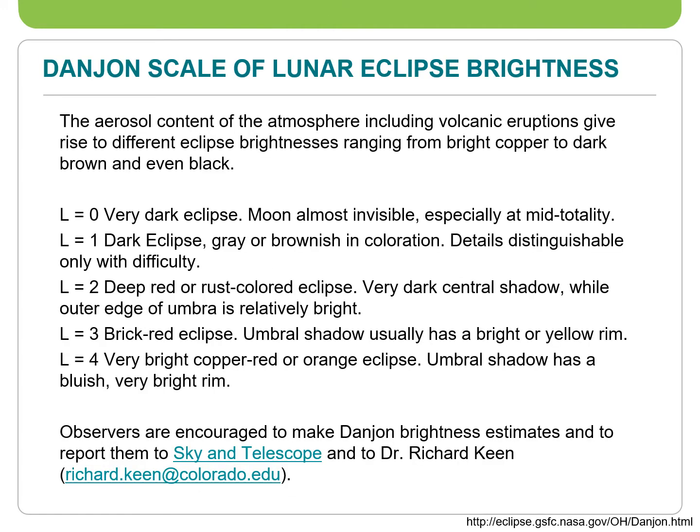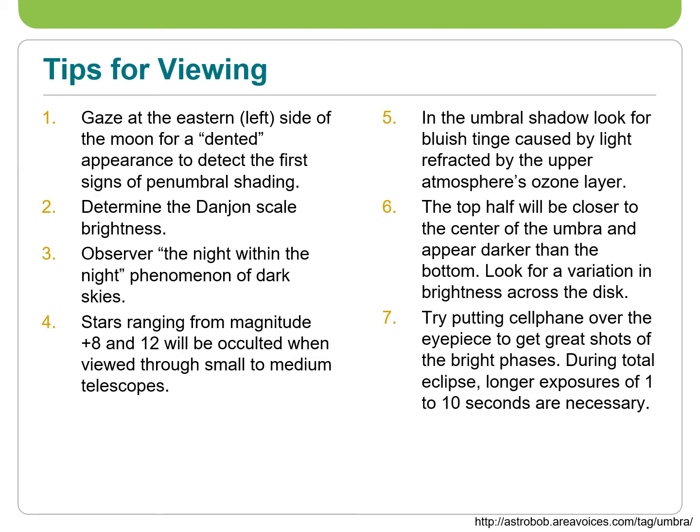The aerosol content of the atmosphere, including volcanic eruptions, gives rise to different eclipse brightnesses, ranging from a bright copper to a dark brown or even black. Danjon created a scale of lunar eclipse brightnesses for observers to make comparisons. Amateur astronomers look for atmosphere conditions and other events while observing lunar eclipses. AstroBob recommends looking for a bluish tinge caused by refraction due to the upper atmosphere ozone.